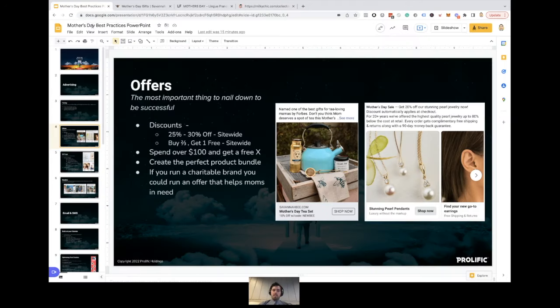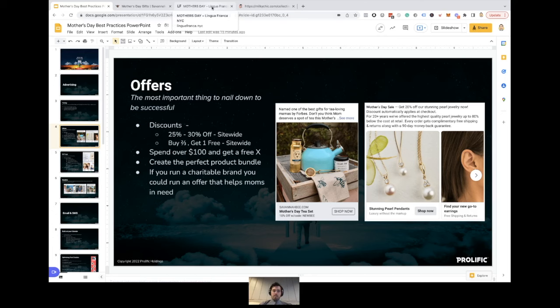So that's something that's totally worth looking into and doing, and just having different offers because it should help you get your average order value higher. So that's worth looking into and doing.